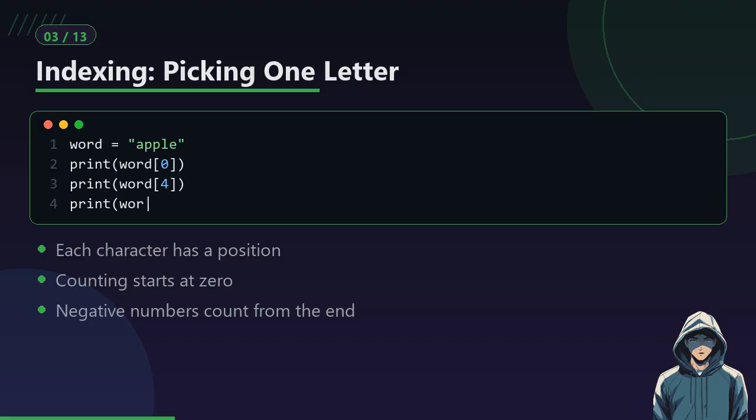Imagine the word apple sitting in numbered mailboxes, and the first mailbox is labeled 0, not 1. So word[0] grabs the letter A, and -1 is a shortcut for the last mailbox, which is the letter E. In short, indexing means pointing at one letter by its seat number, and counting starts at 0.